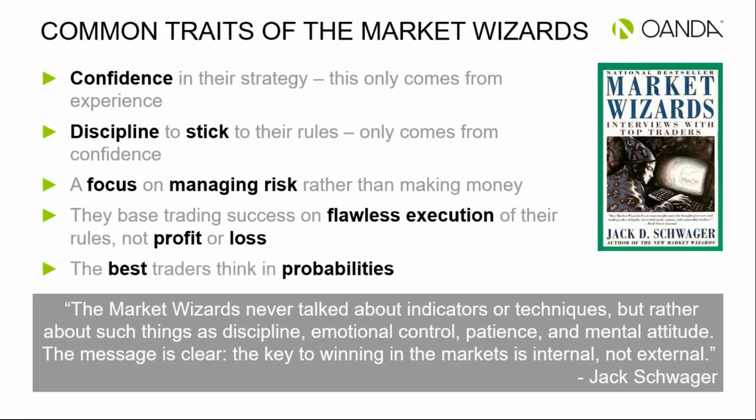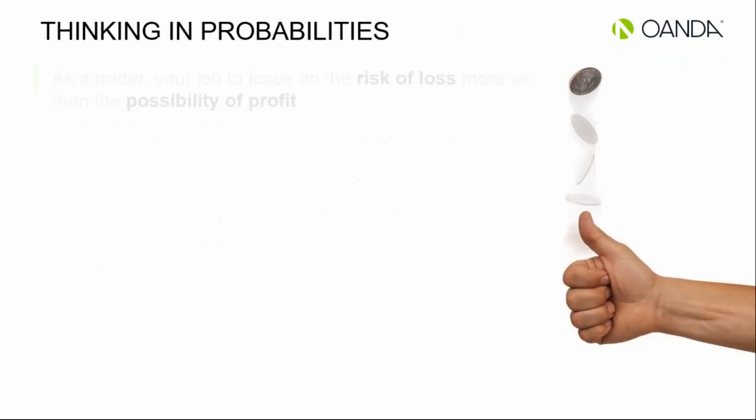So because they weren't a uniform group, when interviewed, they didn't particularly elaborate on the indicators or techniques they were using. But most of them did talk about the psychological side of trading. So things like discipline, emotional control, patience, and keeping a positive mental attitude. It sent a very clear message. The key to winning in the markets actually comes from within. So it really depends on who you are as a person, whether or not you're disciplined, rather than, say, external factors like the strategy you're using and the market that you're trading. Okay?